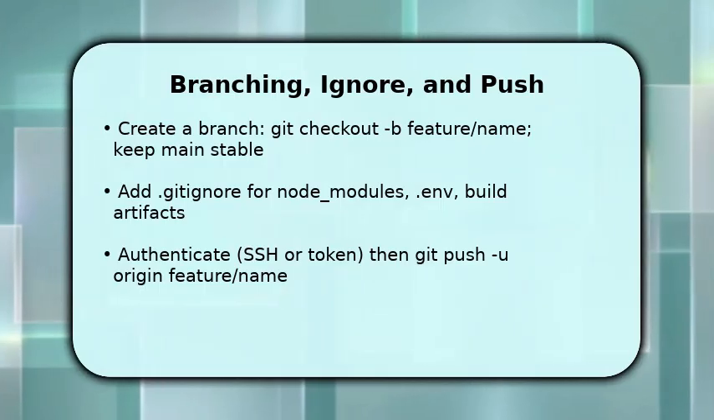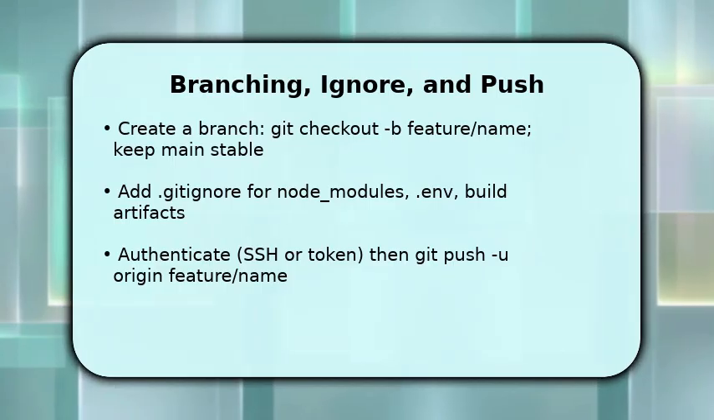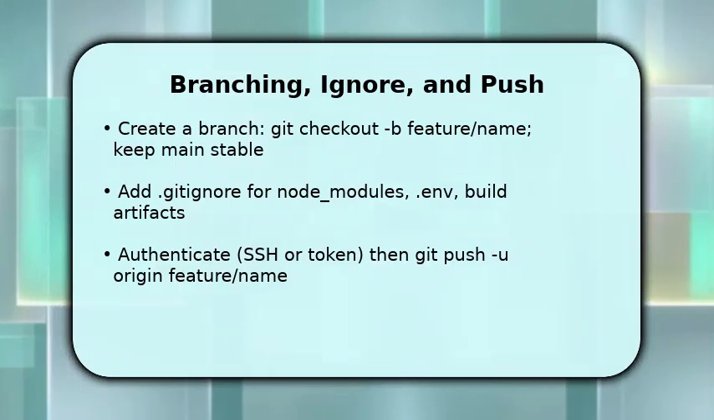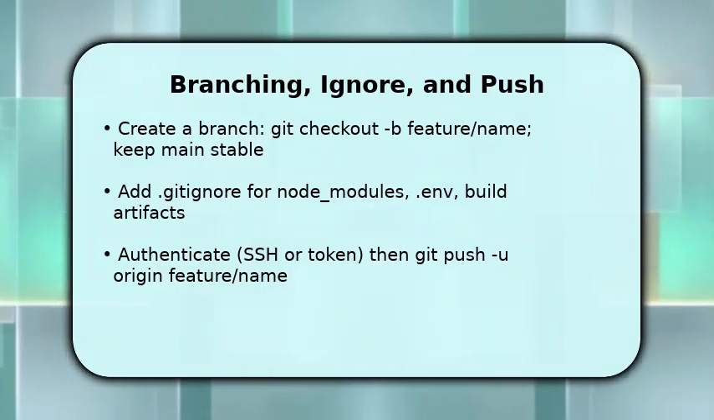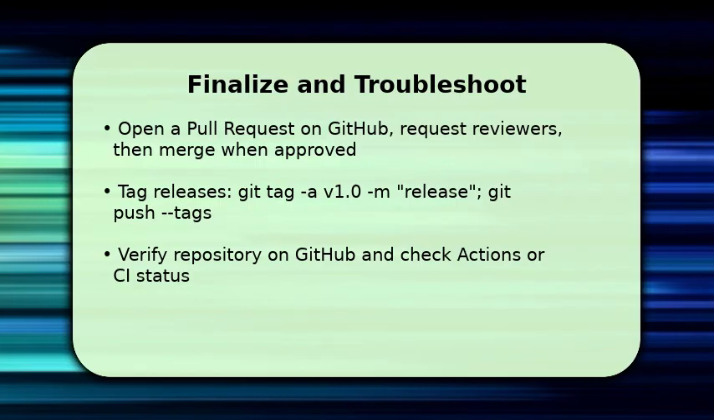Once authenticated, push your branch with git push origin feature/name, so you finish by opening a pull request from your branch to main, add reviewers, and resolve merge conflicts if they appear. This enforces code review. After merging, create a version tag and push tags so releases are trackable. Finally, verify the repository, check CI builds, and confirm files are present.